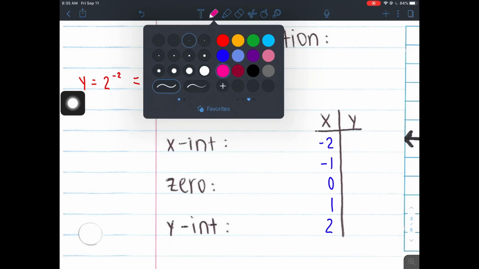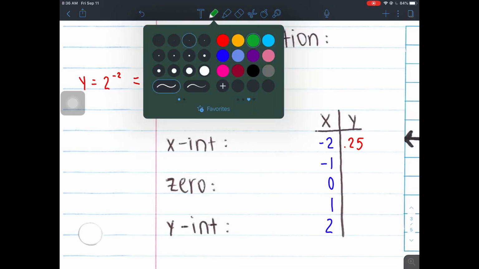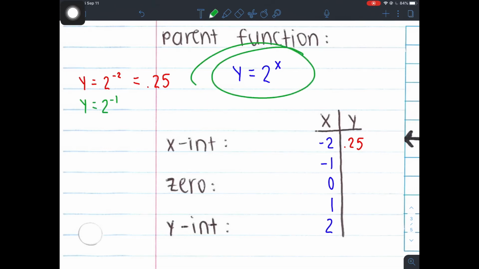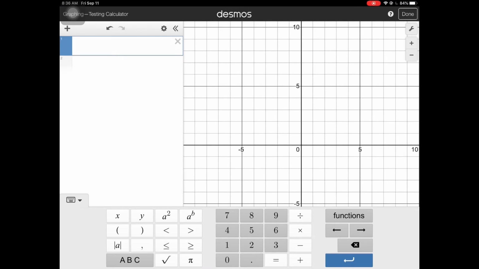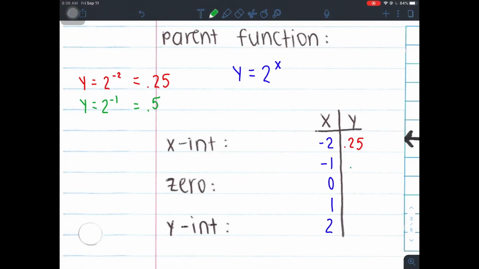Okay, so we're going to put 0.25 here. Oops, it should be red. 0.25. So if I put this in a calculator, I get 0.25. When we move on to the next x value, the next x value is -1. So it's wanting me to plug in -1 for my x value. So again, I'm using this function and plugging in -1 for x. So when I get 2 to the power of -1, I get 0.5.